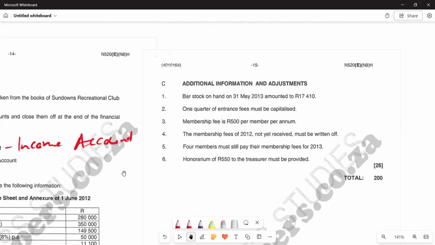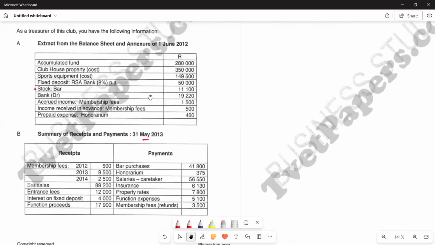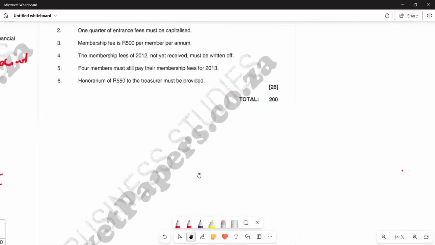As we go, let's look for accrued or in advance balances at the beginning, and then you can post to the respective sides. If you come here, you would see that you have your accrued income of membership fees, which is 1,500. And remember, we said it's supposed to be on the debit side. And then also we have income received in advance of membership fees at the beginning, 500, which is supposed to be on the credit side. So we can go to the other section and just enter as such.